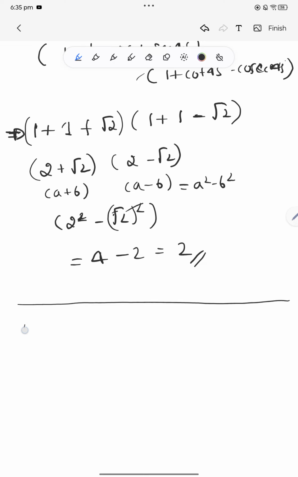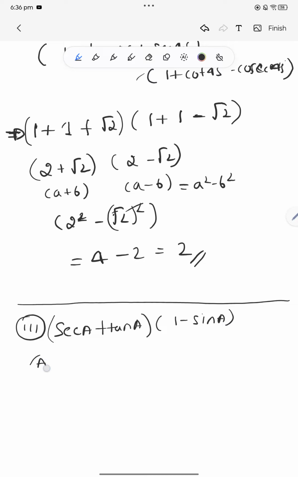Third question. (secant A plus tan A) into (1 minus sin A). So here the options are: A, secant A; B, sin A; C, cosecant A; D, cos A.